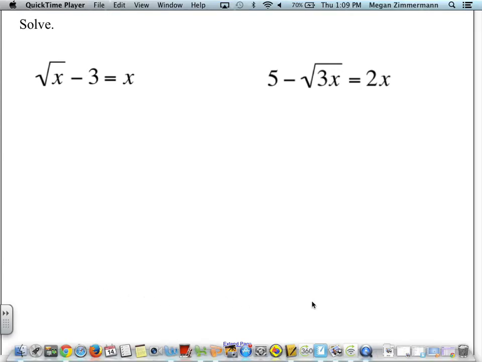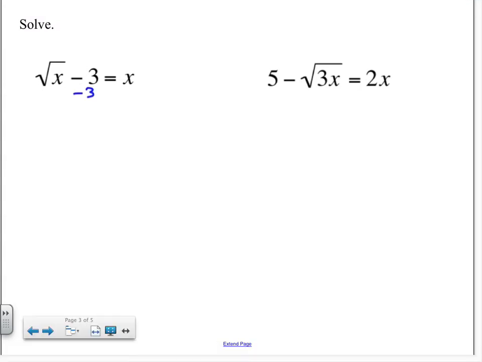Alright? Let's try these two first, and then come back and see how you did. So again, if we take a look at the first one, we want to isolate the square root on one side of the equation. So let's add 3 to both sides. So we get the square root of x is equal to x plus 3.